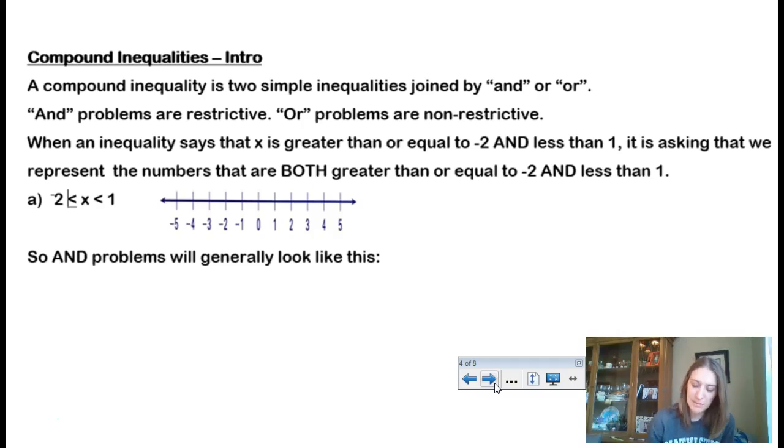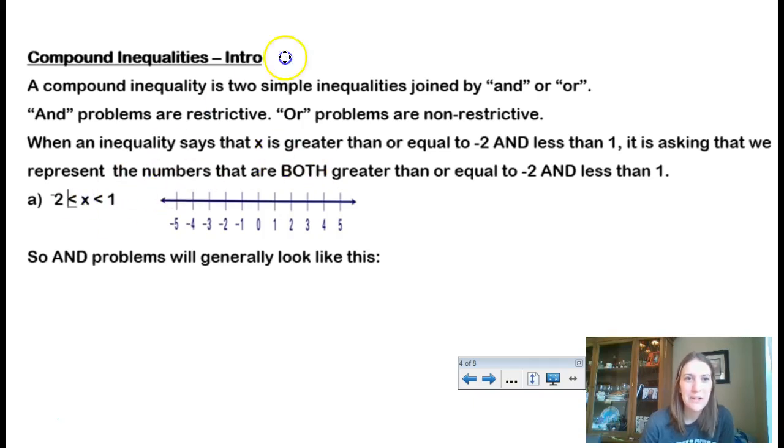So an and problem is going to be a very restrictive statement, and it's going to have to satisfy both claims. An or is less restrictive. You're going to graph both claims, and then if they happen to overlap, that's okay, but usually they don't. So what's kind of weird about this section is this is like a cursor. When I took a screenshot of it, that wasn't there, so just ignore that.